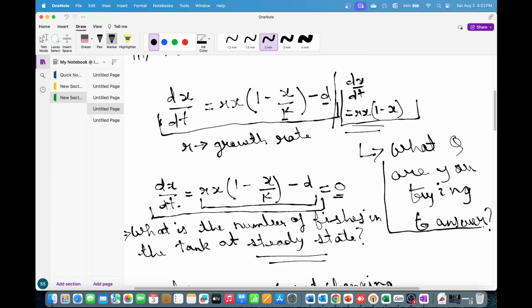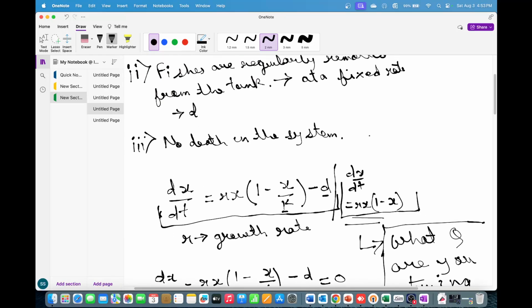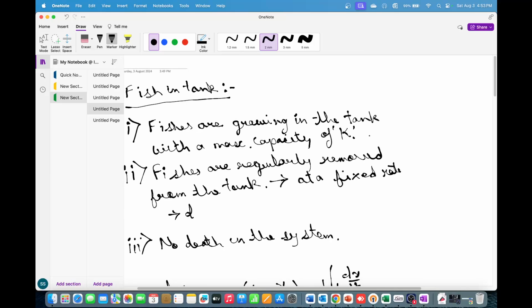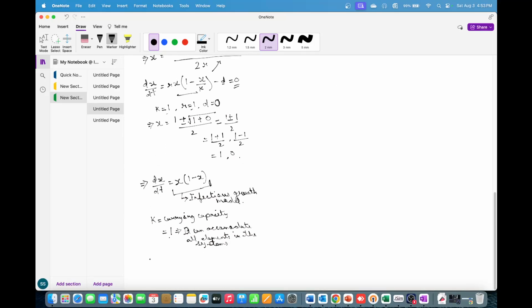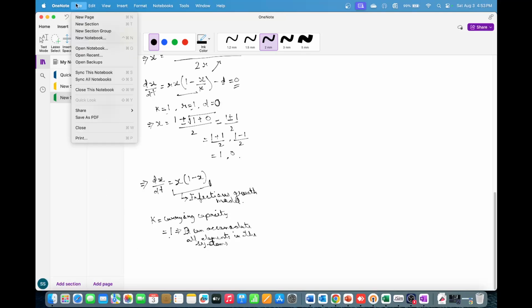So it becomes very important to have a clear idea of what you are trying to answer. If you have an idea about what you are trying to answer, you can use existing methods, existing models, to answer that question. So that's what I was trying to tell you through this example of fish in a tank. Okay, so let's try another example after this.